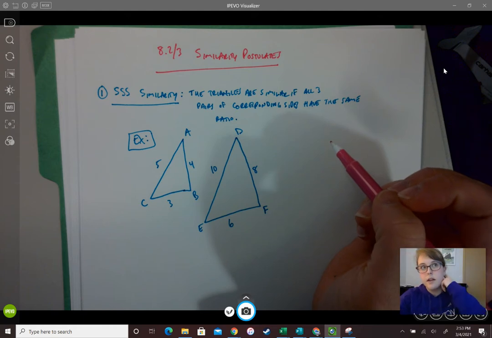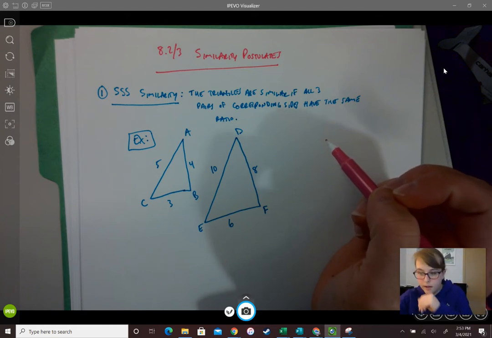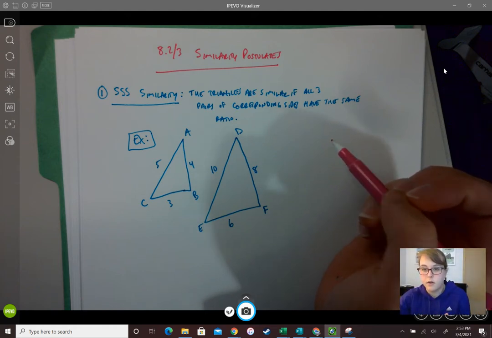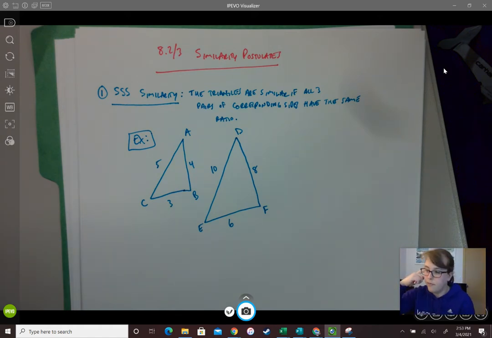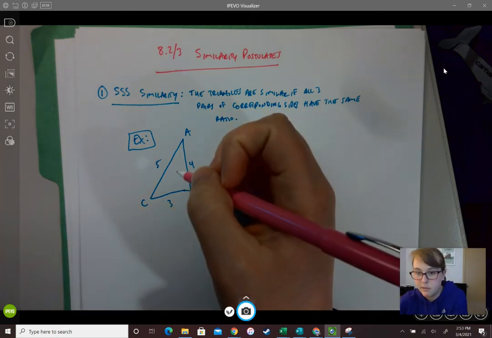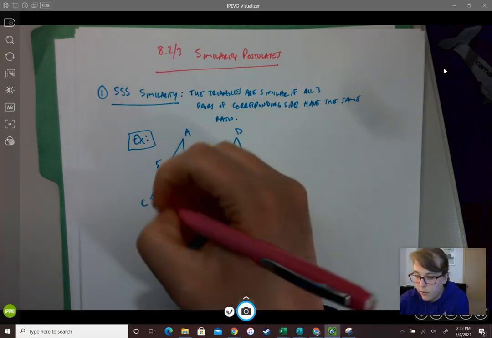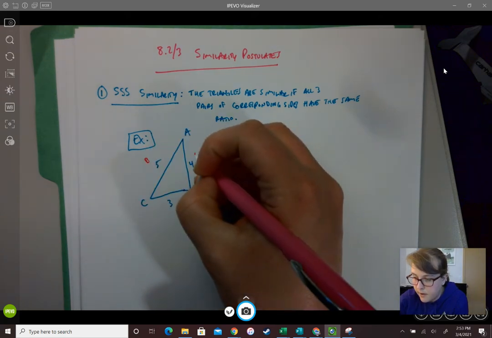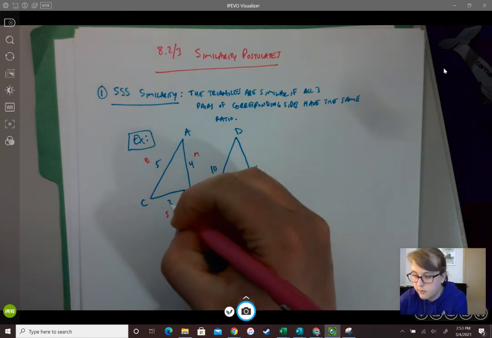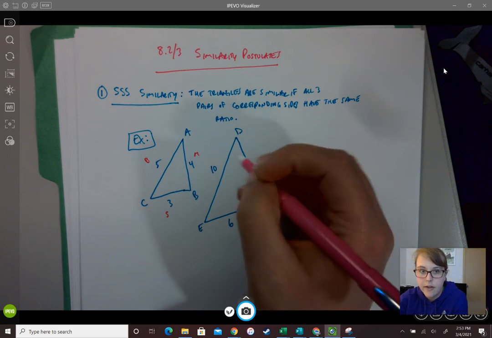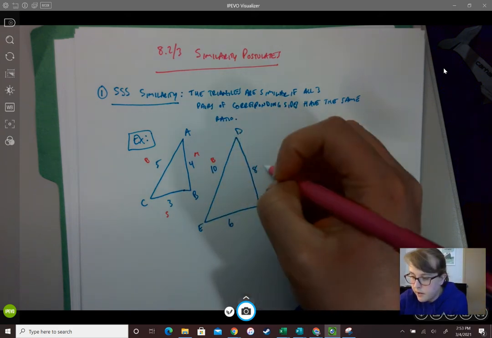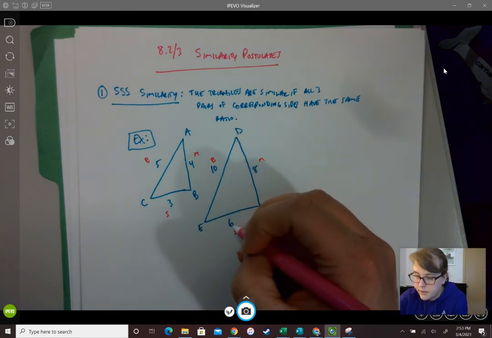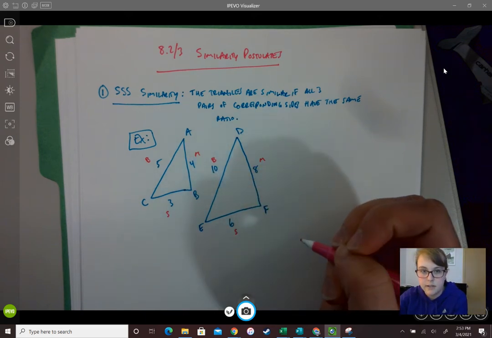Then what you want to do, you have to figure out which sides are going to go together, which pairs will correspond with each other. And so the easiest way to tell this is to label your sides big, medium, and small. So on this triangle, we have big, medium, small, because 3 is the smallest, 5 is the biggest. Same thing over here, big, medium, small, since 6 is the smallest and 10 is the biggest.